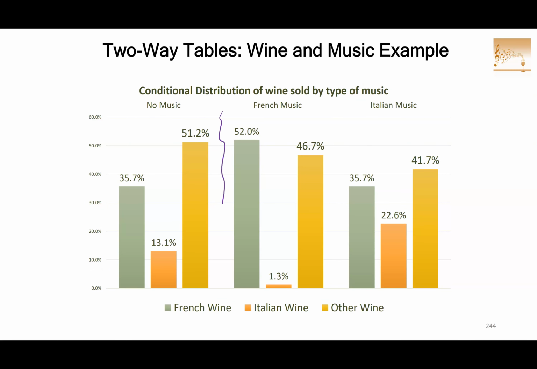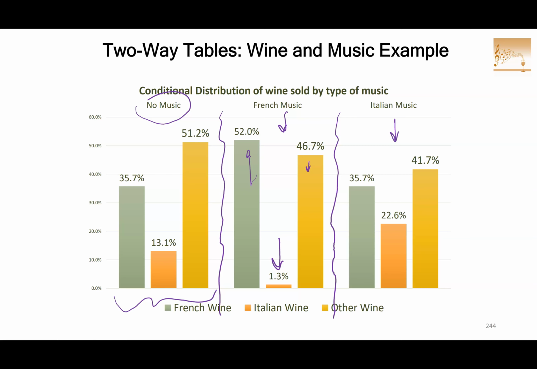So here is our side-by-side bar chart. It would have been nice to have a little more space here. Green bars are French wine, orange bars are Italian, and yellow is other. So in the scenario of no music, you can see that 35.7% of the bottles sold when no music was playing was French, 13.1% was Italian, 51.2% was other. And then if you look at when French music's playing, it looks like French wine sales went up. Italian wine sales went down, and the other wine sales went down just a little bit.